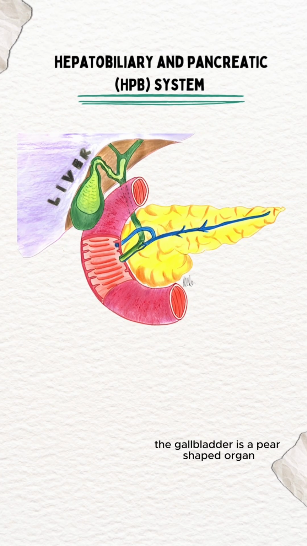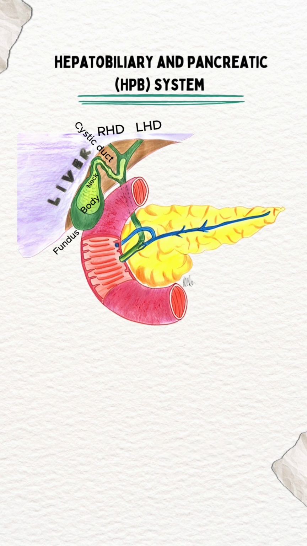The gallbladder is a pear-shaped organ located on the inferior surface of the liver. It consists of a fundus, a body, and a neck, which continues into the cystic duct. Bile produced in the liver drains from each segment into intrahepatic ducts that merge into the right and left hepatic ducts. These then join to form the common hepatic duct.